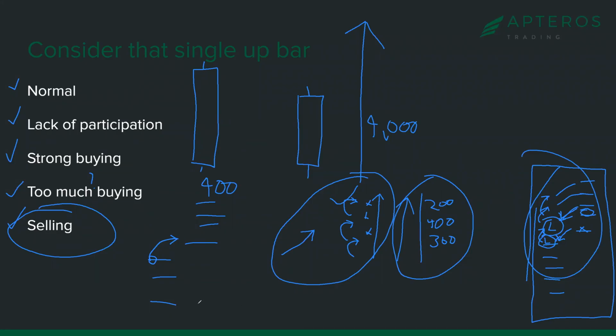That's an aggressive action. And remember, time and sales data would show us however many contracts. When that person got tired of waiting, they went and got aggressive and lifted the offer for 27 contracts. That is going to show as 27 contracts at the offer at 9:37 and 15 seconds a.m., right? That's the data we're dealing with here.